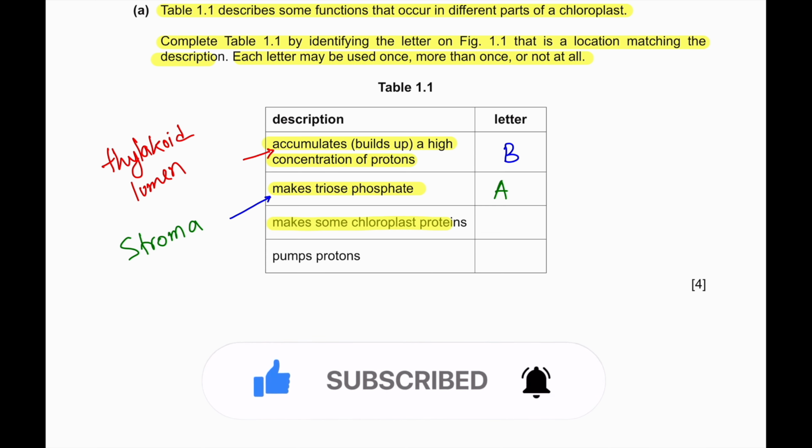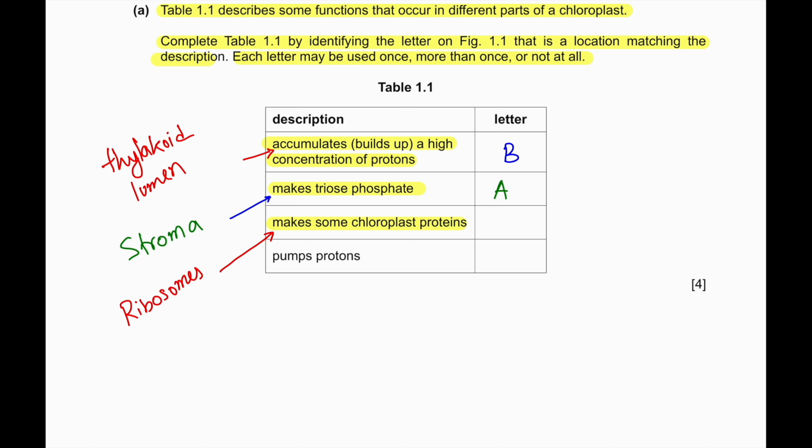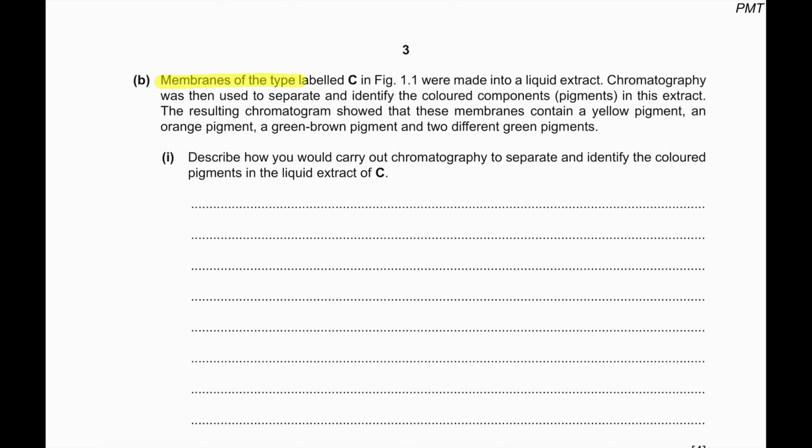Makes some chloroplast protein. Proteins are made in ribosomes, and the ribosomes are labeled with D. Proton pumps. Proton pumps are present in thylakoid membrane, which is C. Membranes of the type labeled C in figure 1.1 were made into a liquid extract. Chromatography was then used to separate and identify the colored components in this extract. So, the membrane labeled C was thylakoid membrane.